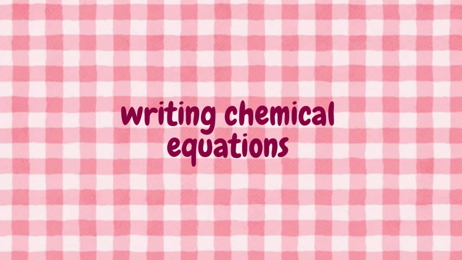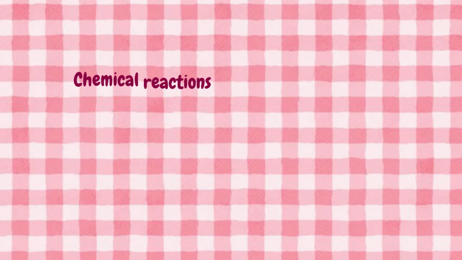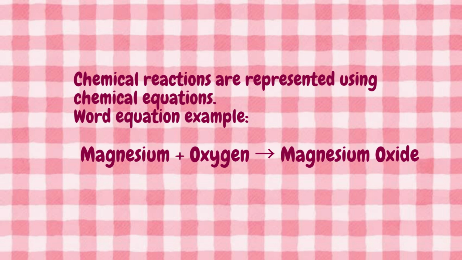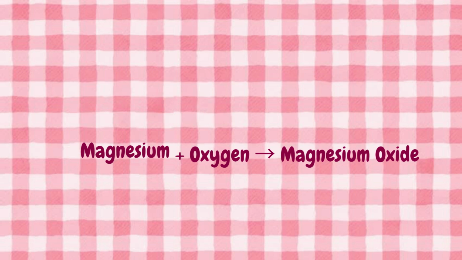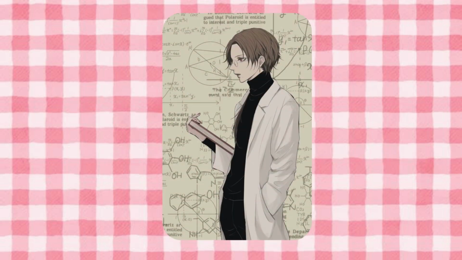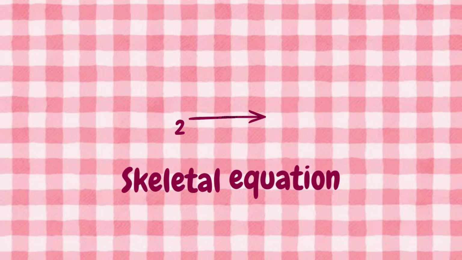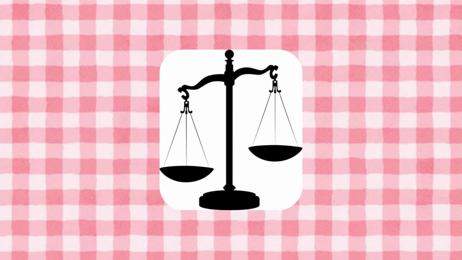Five. Writing chemical equations. Chemical reactions are represented using chemical equations. Word equation example: magnesium plus oxygen, right arrow, magnesium oxide. But scientists prefer chemical formulae instead of words. So we write Mg plus O2, right arrow, MgO. This is called a skeletal chemical equation. However, this equation is not balanced.